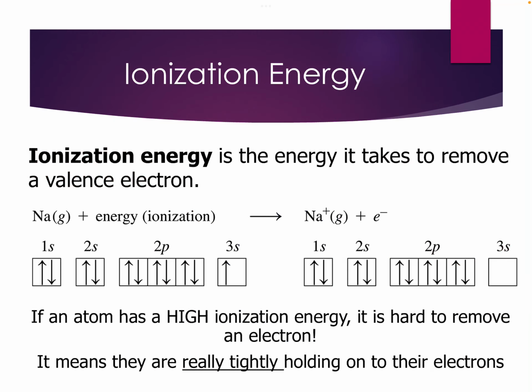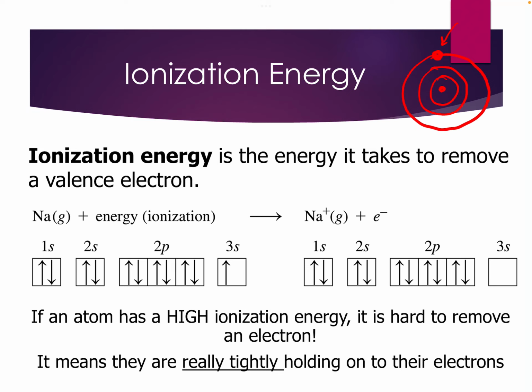All right, our next periodic trend is ionization energy. Ionization energy is going to be really important once we start talking about ions. Okay, ionization energy is the energy it takes to remove a valence electron. So again, if we're thinking about our atom, okay, it's the energy it takes to pull an electron off of this outermost energy level. So we have this shown here.